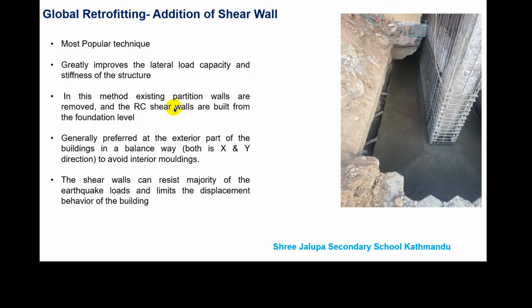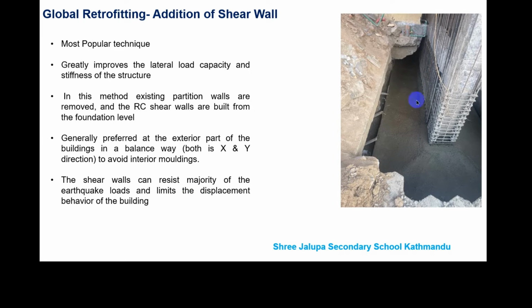Existing partition walls are removed. If there are any masonry walls, they have to be removed, and the RC shear walls are built from the foundation level. And for this RC shear wall strengthening technique, they prefer the exterior part of the building in a balanced way in both X and Y directions to avoid internal modeling, and thus to balance the mass participation ratio in both directions. The shear wall can resist the majority of the earthquake loads and limit the displacement behavior of the building.